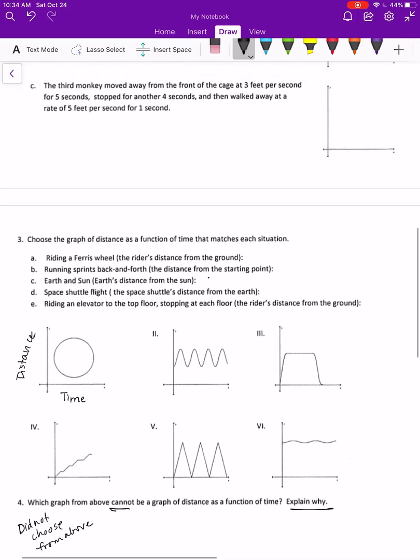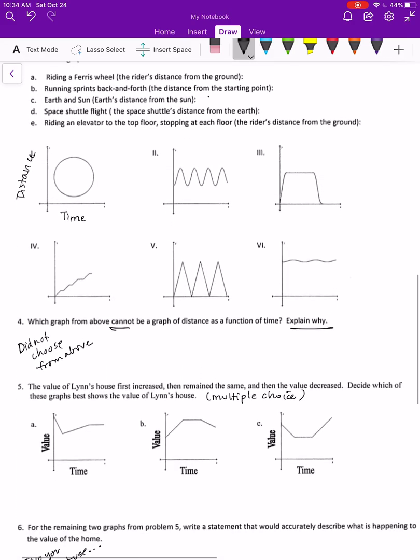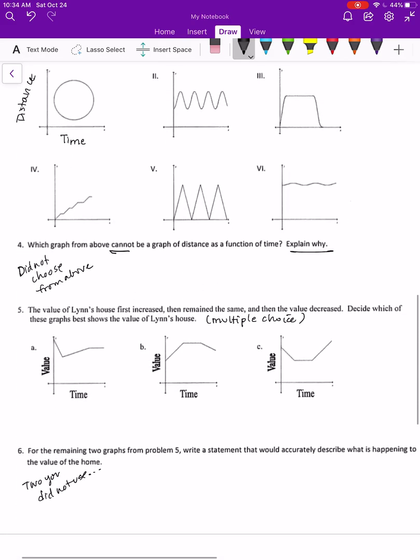All right, you are going to work on this worksheet and finish it up, taking situations but being more specific with things. Good luck.